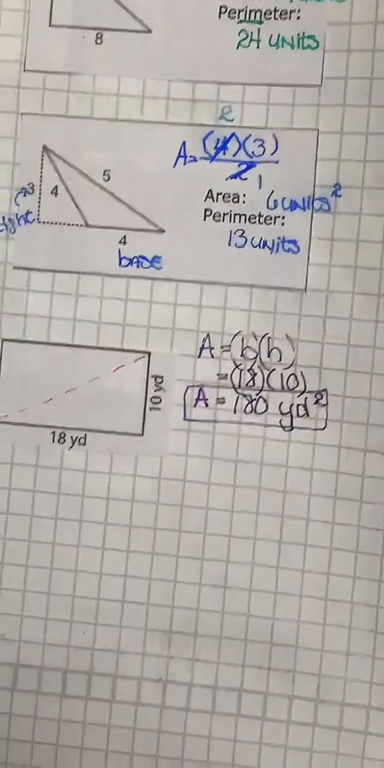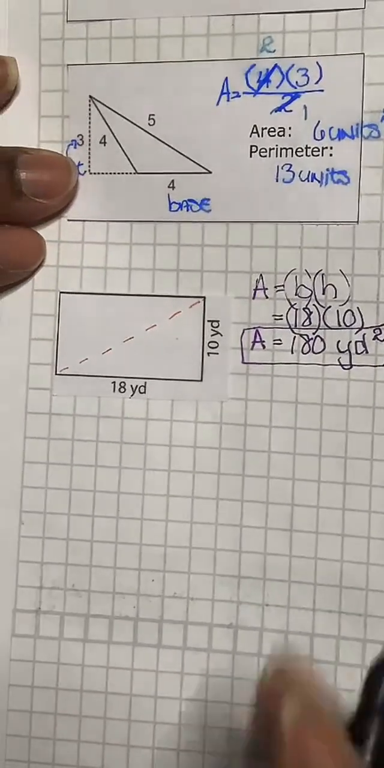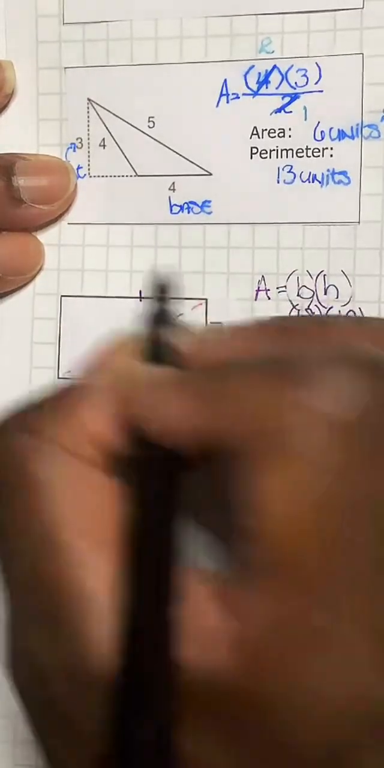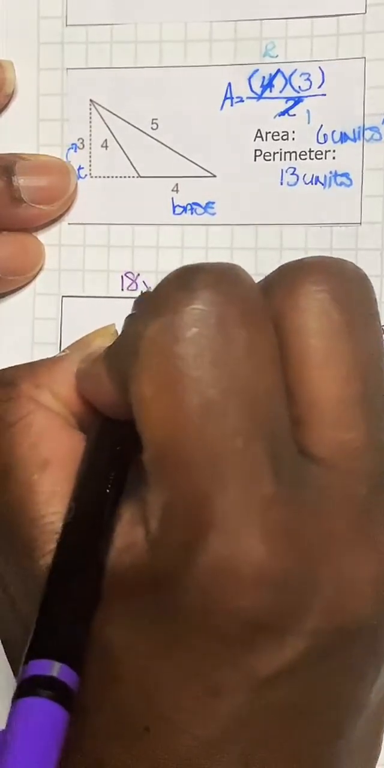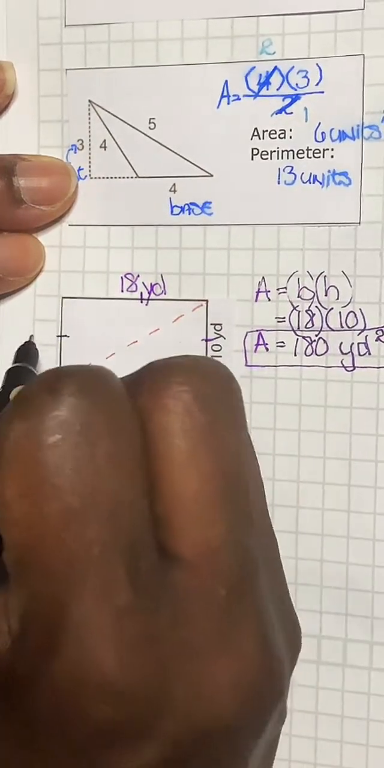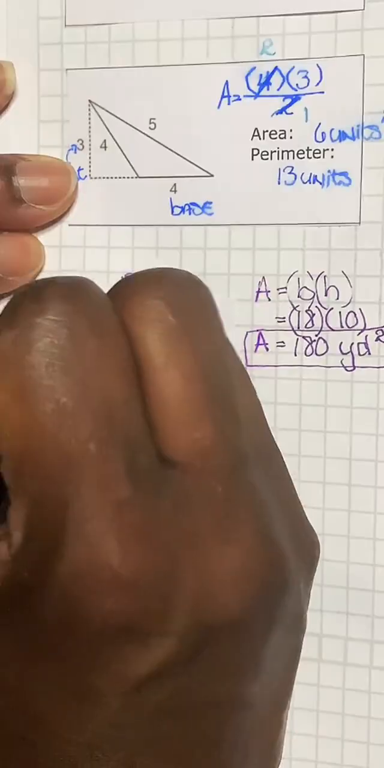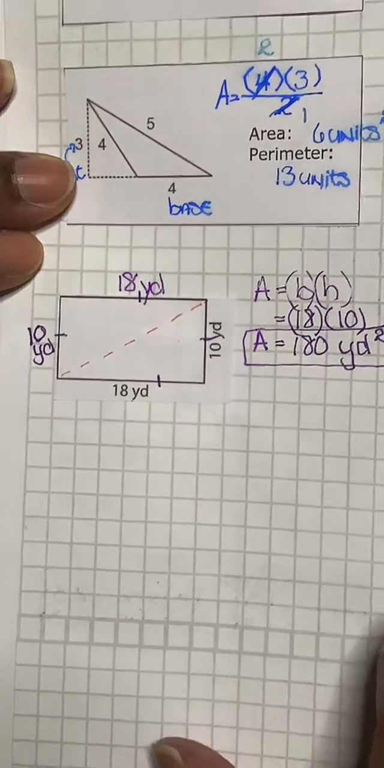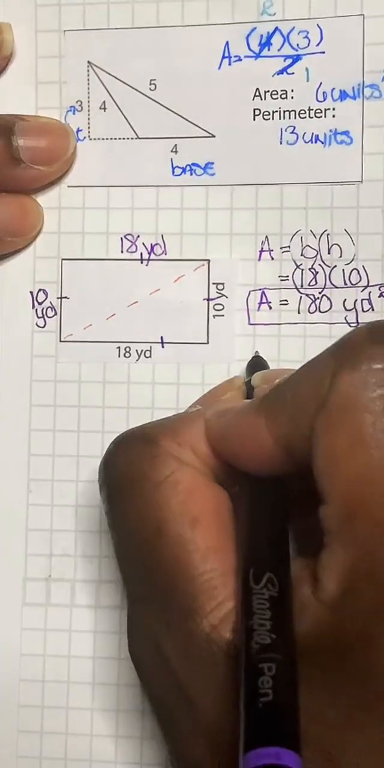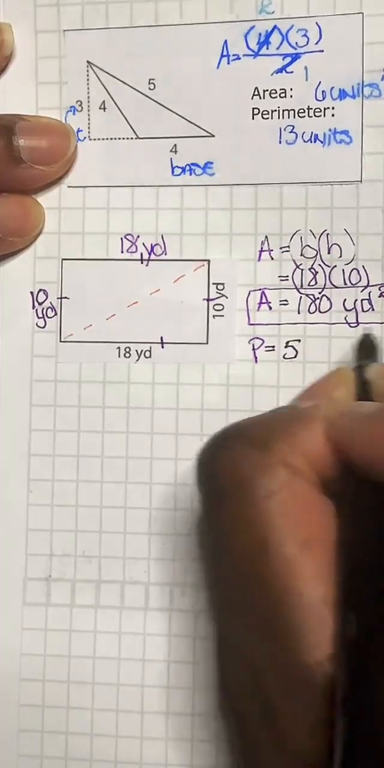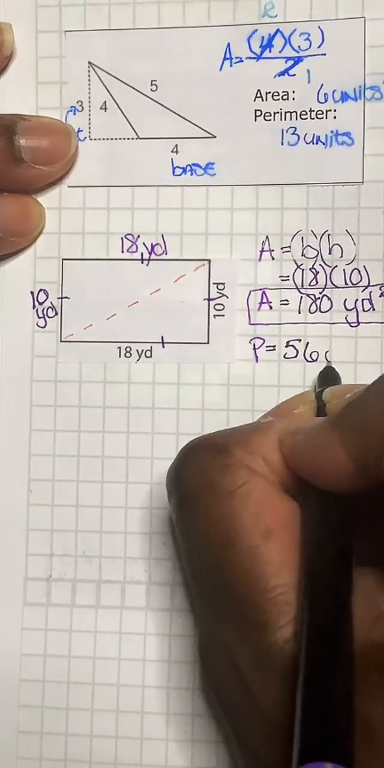So if the opposite angles are equal, basically all the angles are equal because they're 90 degrees. So that means whatever this side is, this side is. So this is going to be 18 yards. Whatever this side is, this side is. So this will be 10 yards. All right, so for us to get that perimeter, we're just adding it all up, which gives us our 56 yards.